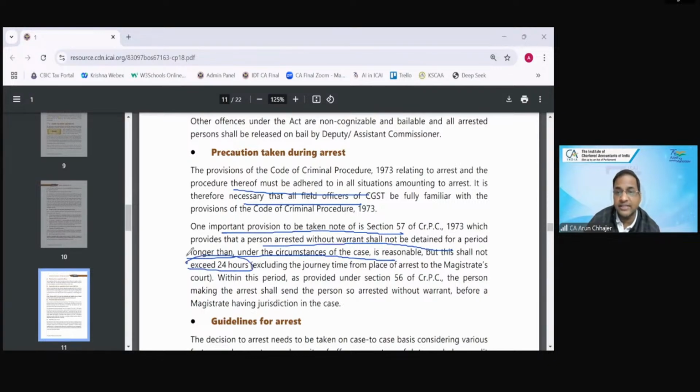मतलब उसको कोर्ट मजिस्ट्रेट के सामने प्रोड्यूस करना पड़ेगा. Within this period, as provided under Section 56, the person making the arrest shall send the person so arrested without warrant before a magistrate having the jurisdiction in this case.